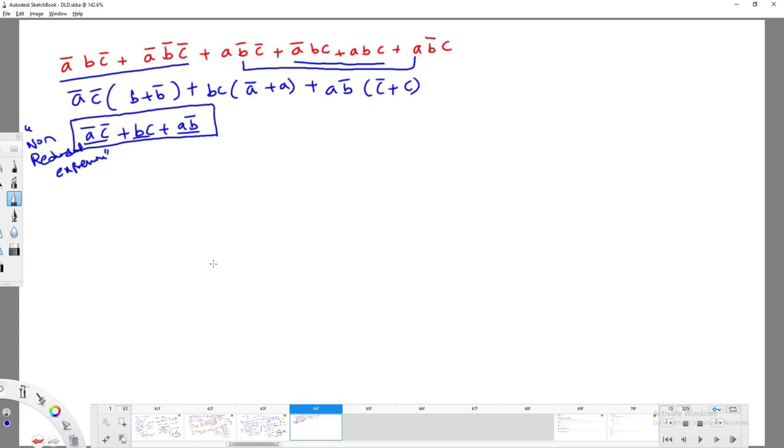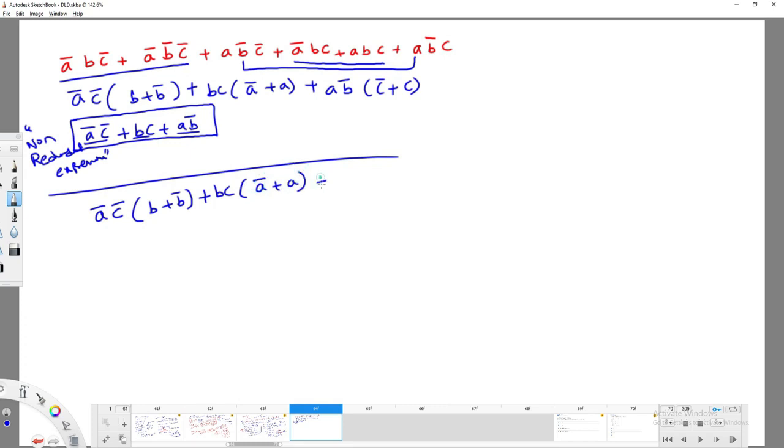Okay, so let us observe one more way. I am going to write the same expression. I take out the two common terms, A bar C bar, and I get B plus B bar. Then I take out BC as common, and I get A plus A bar. Is it okay for everyone? Yes. And what are the remaining two terms? A B bar C bar and A B bar C. I didn't do anything for these two.